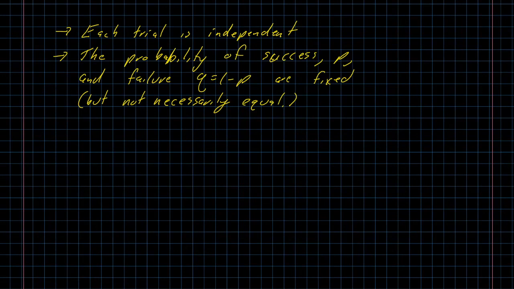I also want to mention here quickly, there are only two possibilities, success or failure. And the total probability of something happening is 100% or 1. So if you take the probability of success and subtract it from 1, you must get the probability of failure because there's nothing else that could possibly happen.